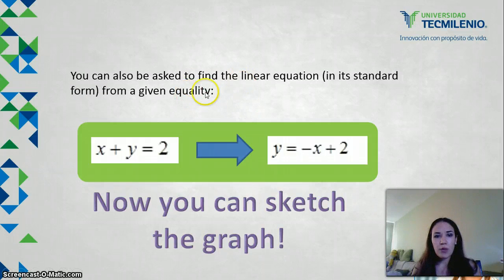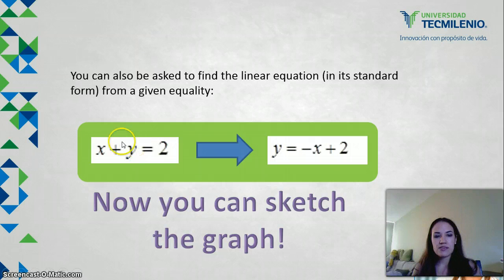For this type of equation, you can also be asked to find the linear equation in its standard form from a given equality. This means they are going to give something like this to you, involving an x and a y, and you have to convert it to the standard form. This first slope intercept equation is also called the standard form of a linear equation.